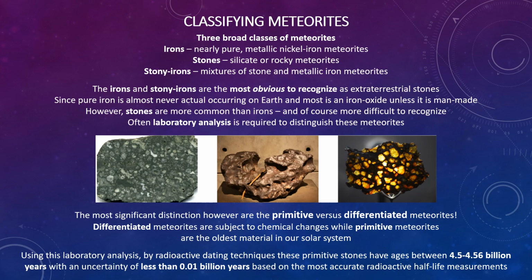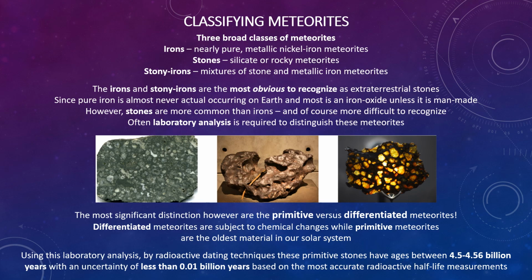So now that we've got our meteorites, let's classify them. We've got our iron meteorites, which are nearly pure metallic nickel iron. You've got our stony meteorites, which are silicate rocky meteorites. And then you've got your stony irons, which are a mixture of stone and metallic iron. The irons and the stony irons are the most obvious to recognize as extraterrestrial rocks, because pure iron is very rare to occur naturally here on Earth, and is almost always an iron oxide unless it is man-made.